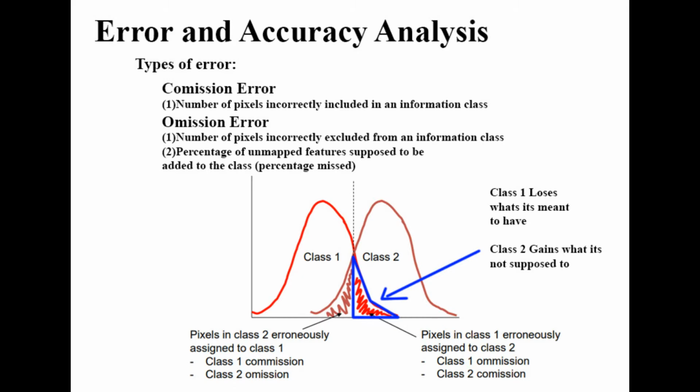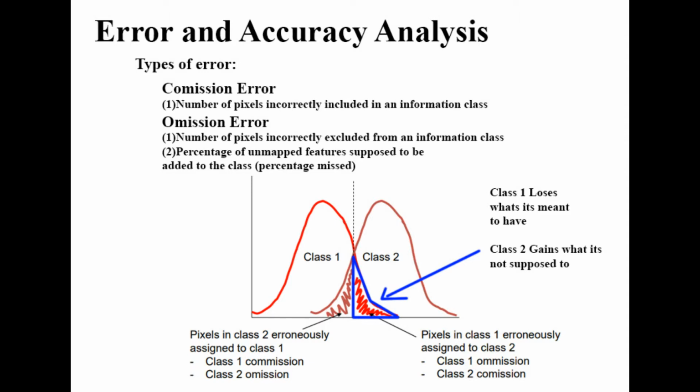So this is class 1's omission. Data is being omitted of what it's supposed to have. It's being kicked out. And class 2 has commission. It's incorrectly including information that it should not be obtaining. Class 2 shouldn't have class 1's data, but it does. This is commission. So that's some very easy stuff.